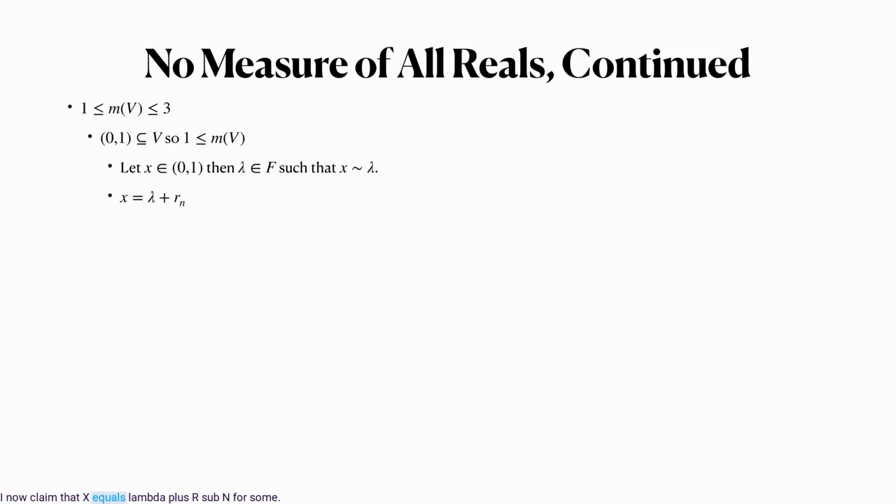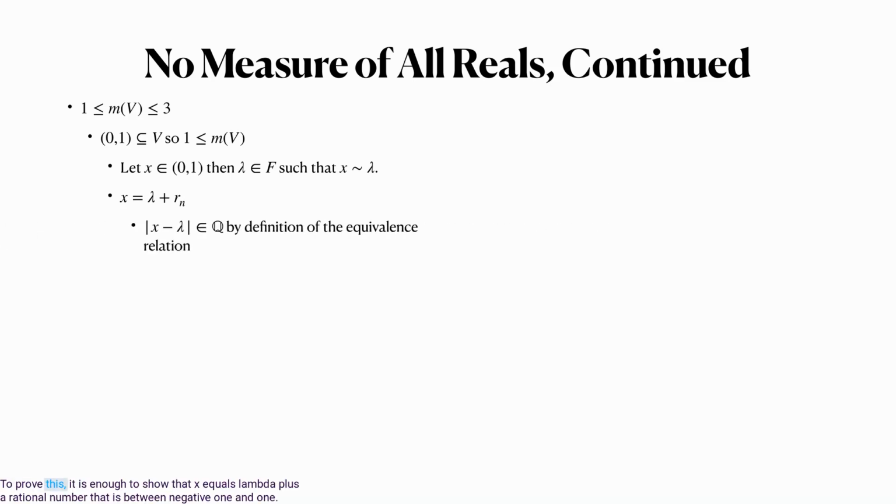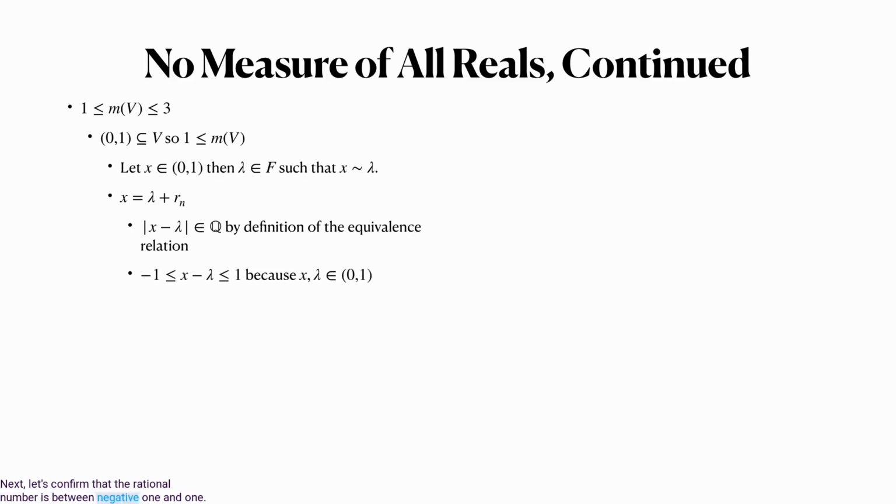I now claim that x equals lambda plus r sub n for some n. To prove this, it is enough to show that x equals lambda plus a rational number that is between -1 and 1. Recall that the enumeration is the enumeration of rationals between -1 and 1. So let's start by showing that x equals lambda plus some rational number. Of course, because they are equivalent to each other, they are a rational distance apart. Immediately from this, we know that the needed rational number exists. Next, let's confirm that the rational number is between -1 and 1. This follows from the fact that both x and lambda are in the interval from 0 to 1, and therefore the least that their difference could be is -1. Also, the greatest their difference could be is 1, so we have everything that we need.